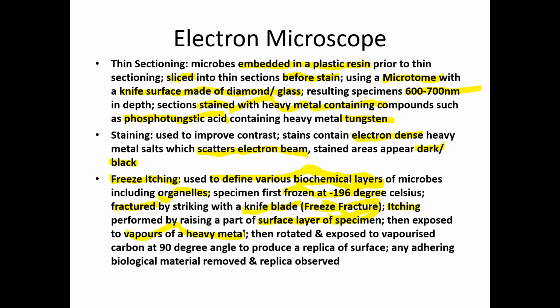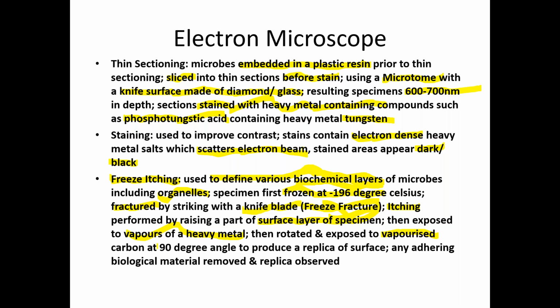Then we are going for freeze fracture, that is fracturing the specimen by striking with a knife blade. After that, we are etching the specimen in order to raise the surface layer of the specimen. Finally, we are exposing it to vapors of a heavy metal such as phosphotungstic acid. Then the specimen is rotated and exposed to vaporized carbon.